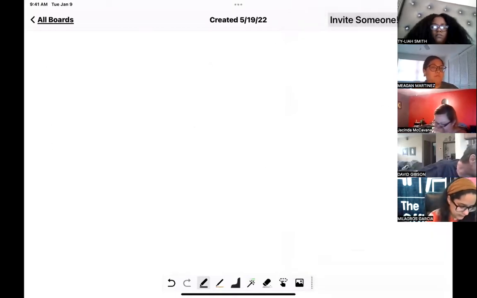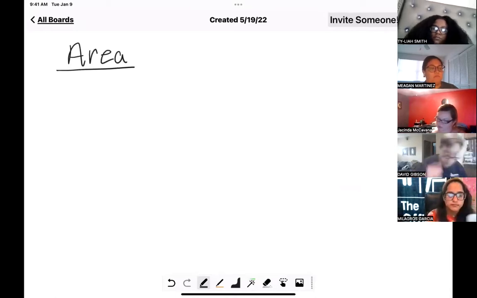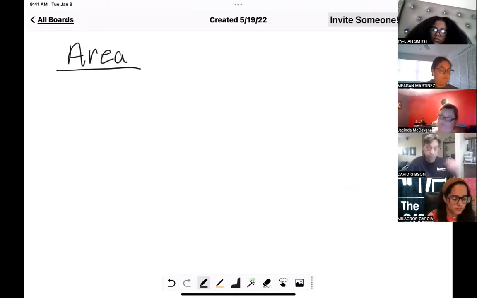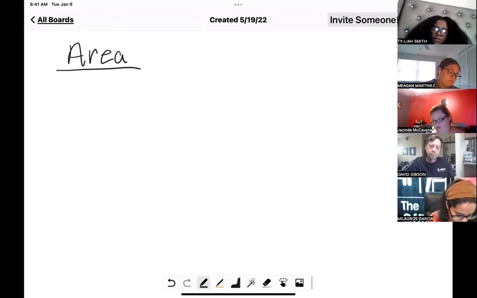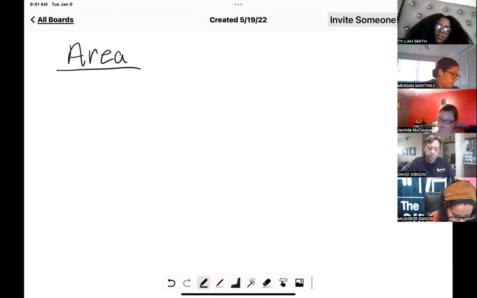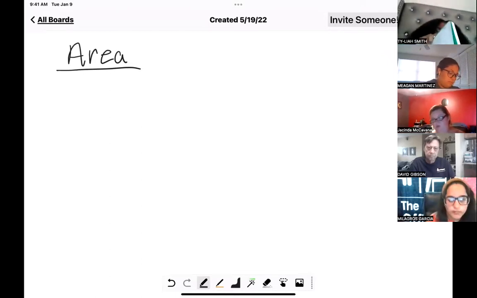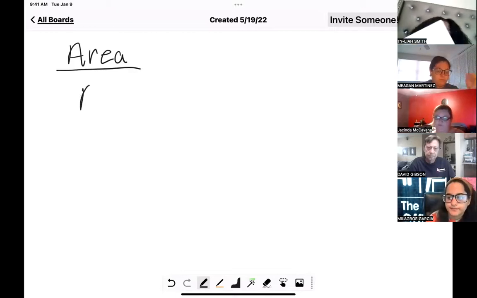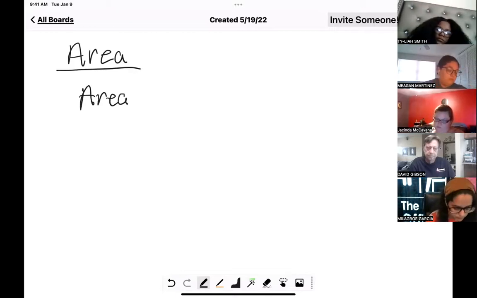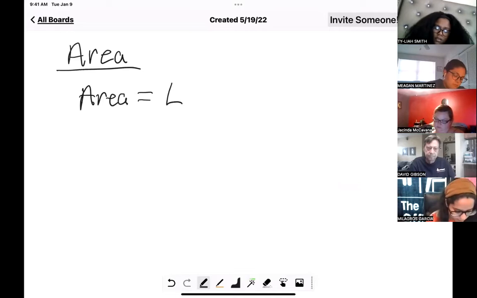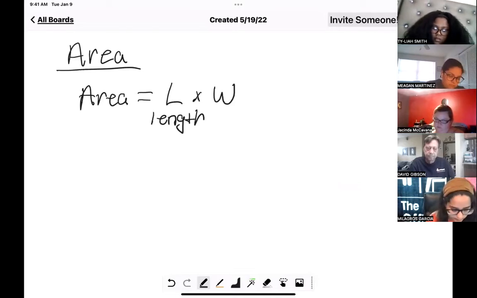Well, the first thing about multiplying is area. What's the area of a figure? You're building a garden and it can only be 12 by 6. What's the area? How much can you plant in that garden? That kind of thing. So area is equal to length times width. So this is length times width.